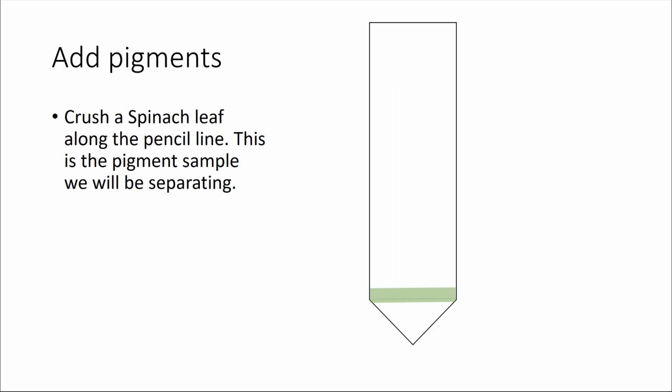We are then going to take a spinach leaf and a ridged coin or some smashing tool, and we're going to crush that spinach leaf along the pencil line. This is going to be the pigment sample that we will be separating. Now clearly that spinach sample is going to be a bit wider than a pencil line, but we want to make sure that our pencil line is within the area of smashed pigments.